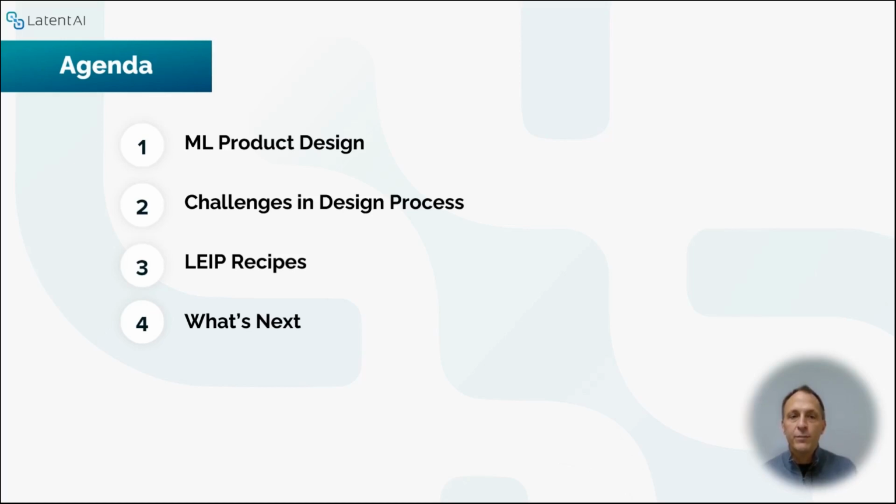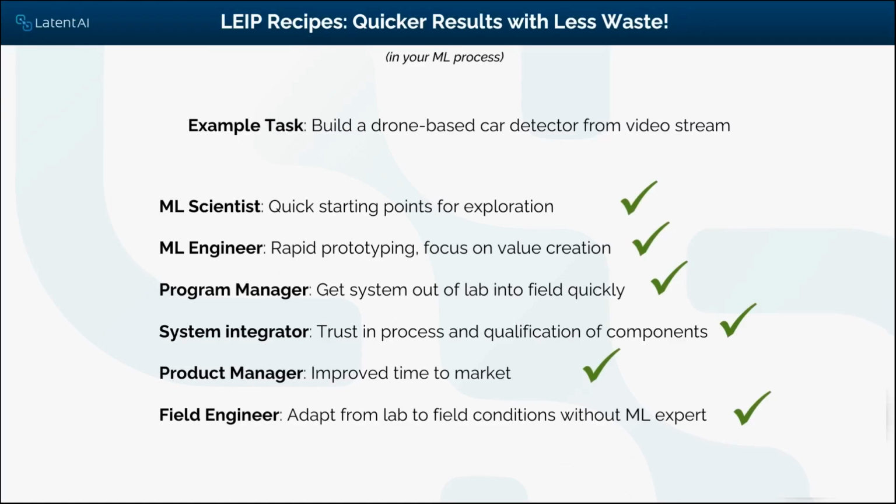Before I go into what LEIP recipes are all about, let me summarize some of the benefits you get with them. Let's start with an example ML system task. Let's say you want to build analytics for a drone that can detect vehicles in real time from a top-down view. In this case, as an ML scientist with LEIP recipes, you'll get quick starting points on new data to explore what kind of performance and accuracy you can achieve.